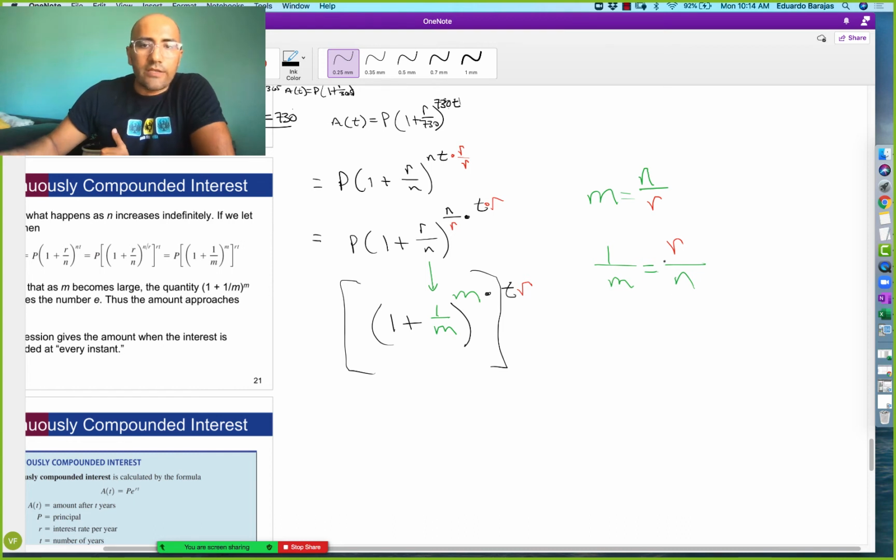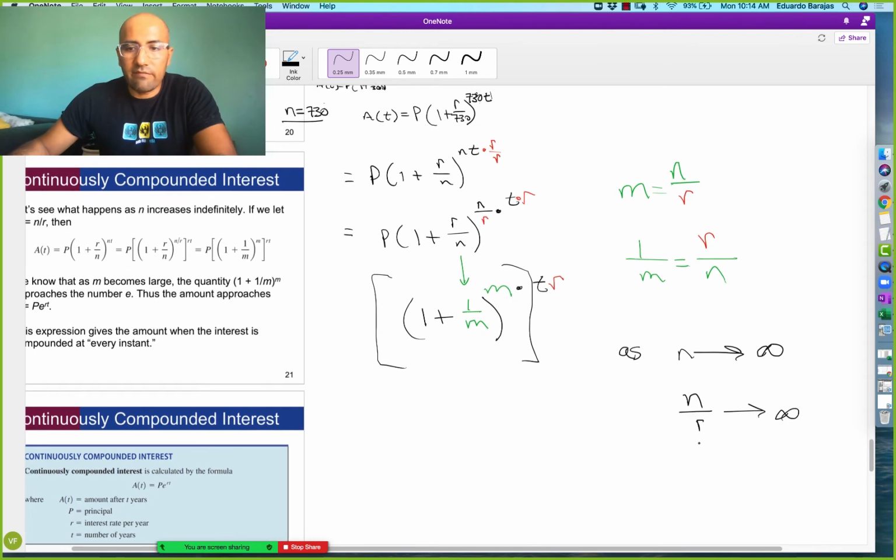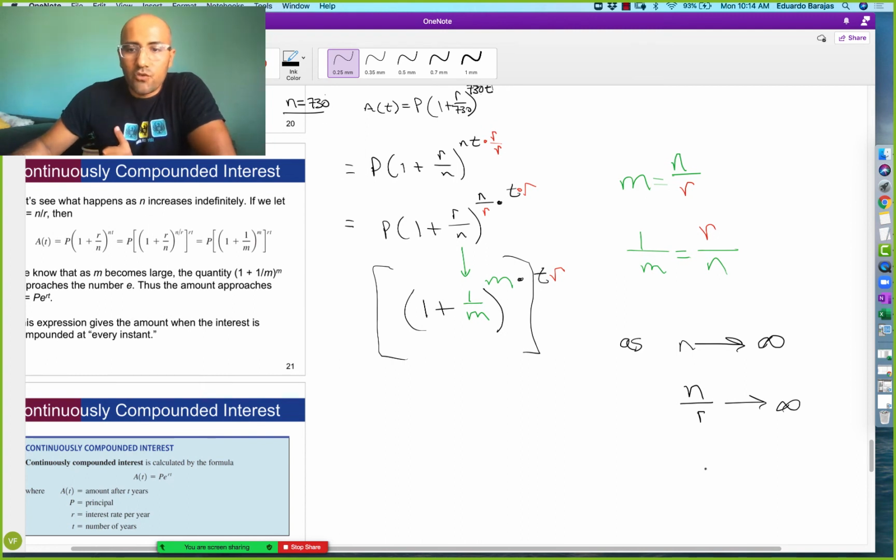Good. Okay, so now we're going to explore what happens as n goes to infinity. As n becomes an infinitely large number, then n divided by a constant, r, still goes out to infinity. Remembering that r is some given constant value, that still goes out to infinity. So therefore m goes out to infinity. Good? Remember r is a constant.